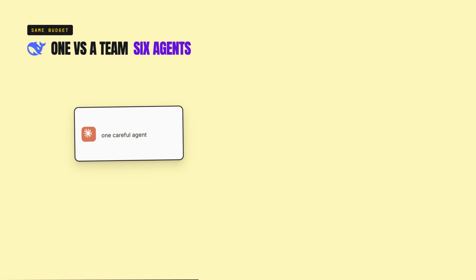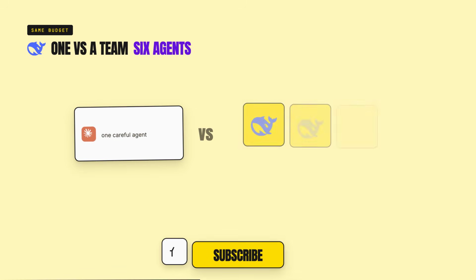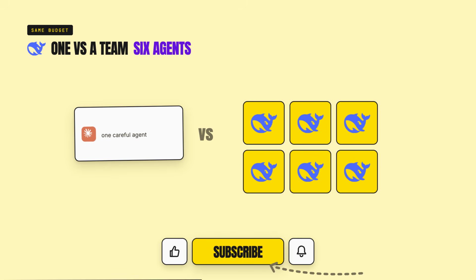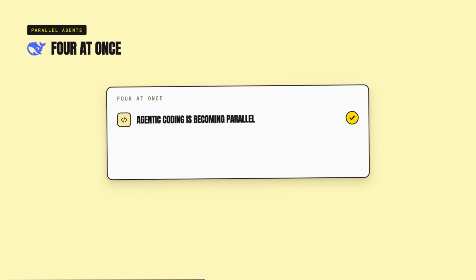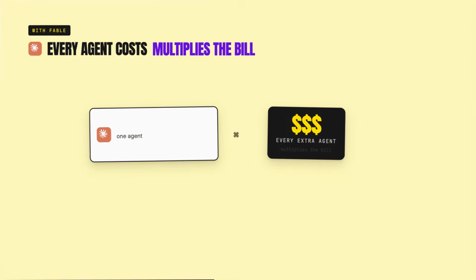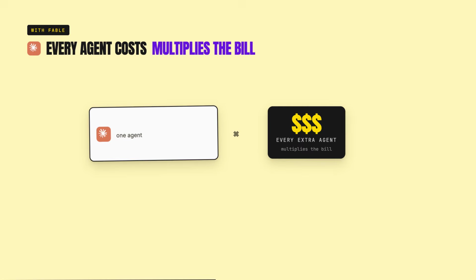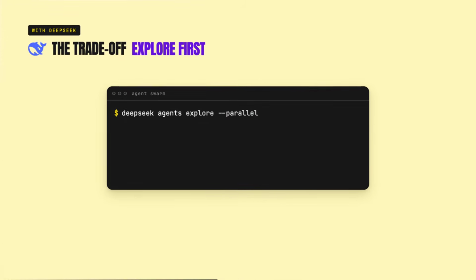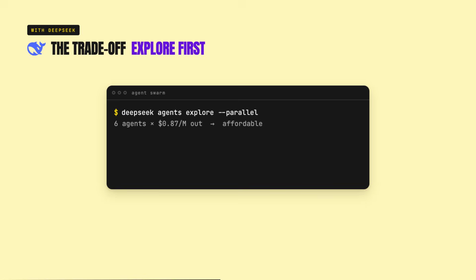For the same budget, you may be choosing between one carefully limited Fable agent and an entire team of DeepSeek agents working at the same time. That matters, because agentic coding is becoming more parallel. One agent can investigate the front end, while another checks the API. A third can write tests, and a fourth can review the final change. With Fable, every extra agent multiplies an already expensive bill. With DeepSeek, you can afford to let several agents explore different approaches before choosing the best result.